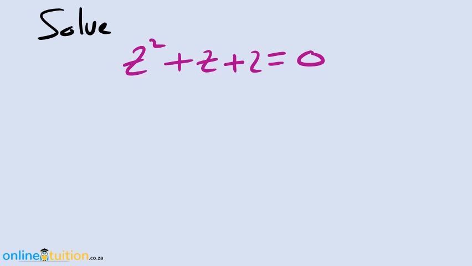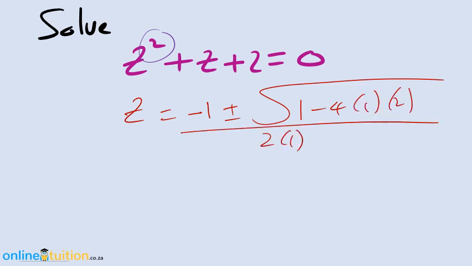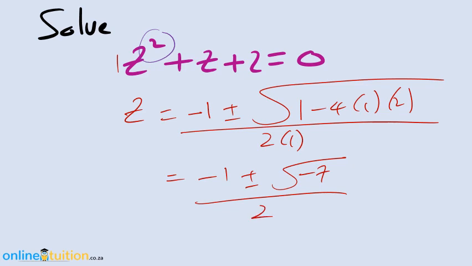Ooh, what just happened here? z squared plus z plus 2 equals 0. Solve for z, a quadratic. So quadratic formula: z is equal to minus b, which is minus 1, plus or minus the square root of b squared, which is 1, minus 4, a is 1, c is 2, all over 2 into 1 because it's a 1 there. Let's simplify. Minus 1 plus or minus the square root of 1 minus 8. Ooh, nasty. Minus 7, all over 2.